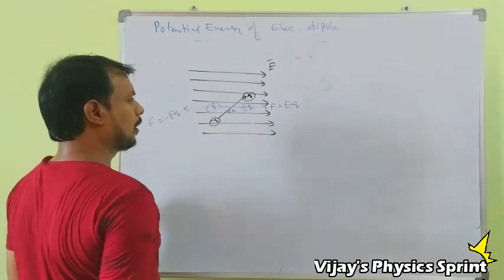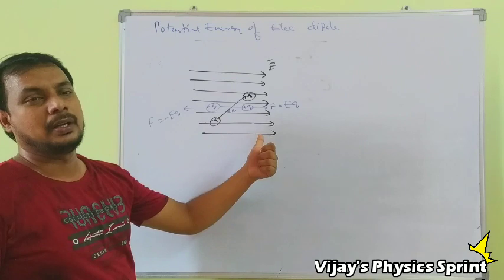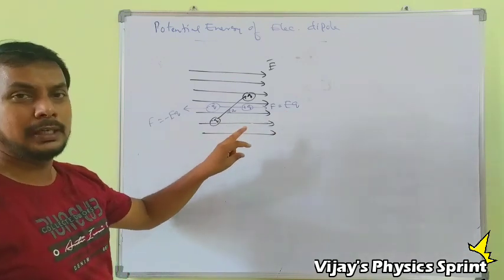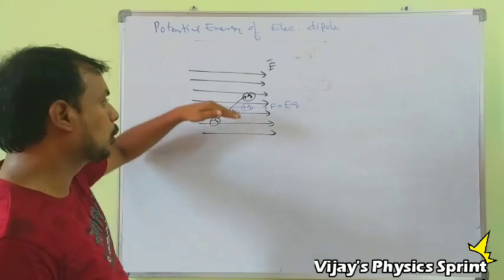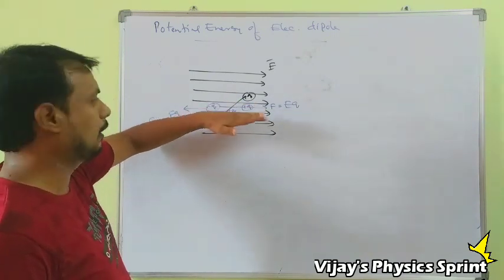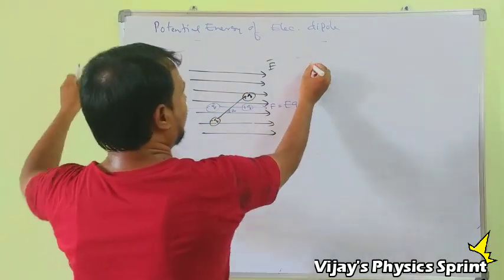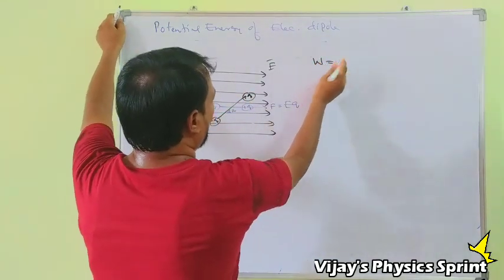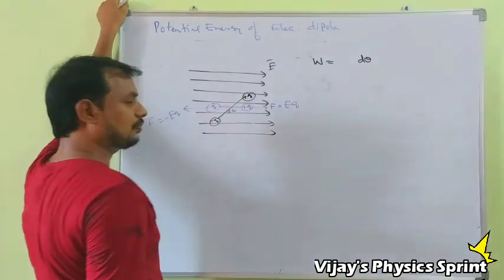So this is the dipole position after the torque acts on the dipole. Equal and opposite forces in opposite directions, so a torque is developed on the dipole. Due to the torque, the dipole is going to be tilted or deflected by a small angle theta. So how much work is done? The work done to rotate the dipole by an angle d theta.